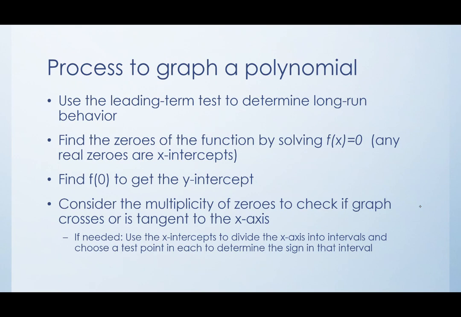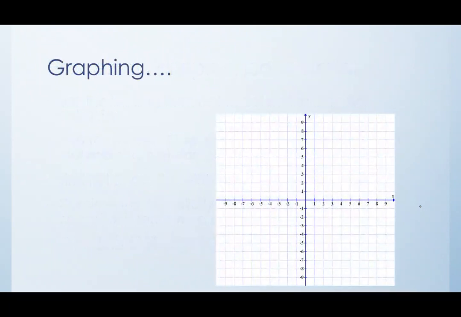Okay, and then if you need to, you can use the x-intercepts to kind of divide the x-axis into intervals and choose a test point in each part to determine the sign in that interval, like we did way back in chapter 2 with polynomial inequalities. Okay. So for instance, we've got this one. It's in factored form, thankfully. And we want to know, the usual questions here.